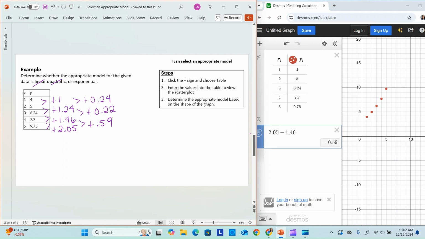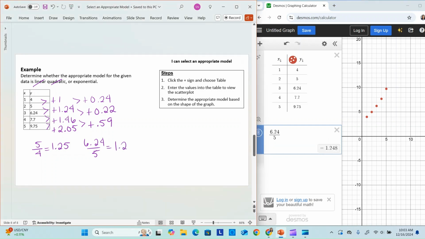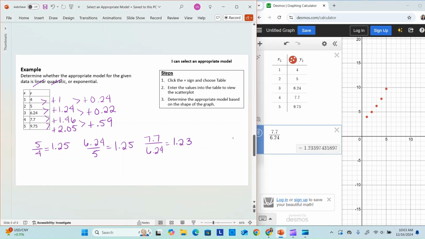I don't want to just assume it's exponential. I'm going to look at the change. So I'm going to do 5 divided by 4, and 5 divided by 4 is 1.25. Then I do 6.24 divided by 5. And let's see what value that gives me. That's about 1.25 again. If I do 7.7 divided by 6.24, that's about 1.23.